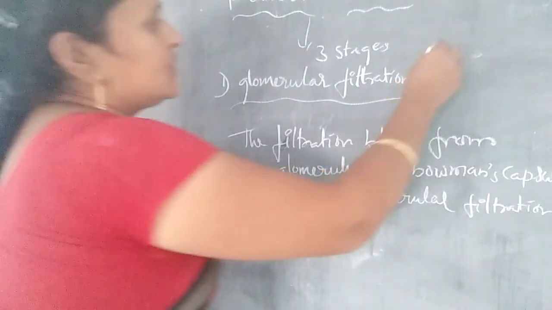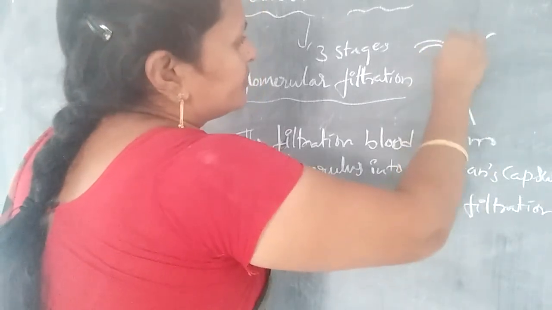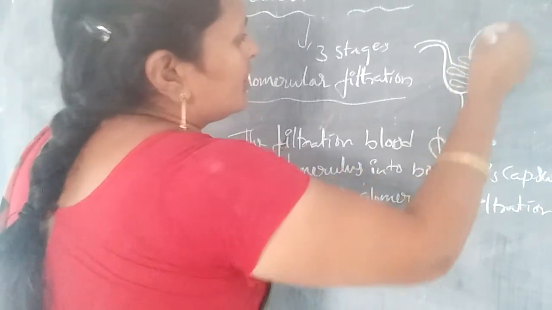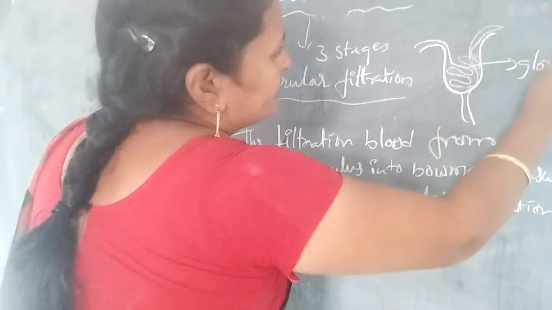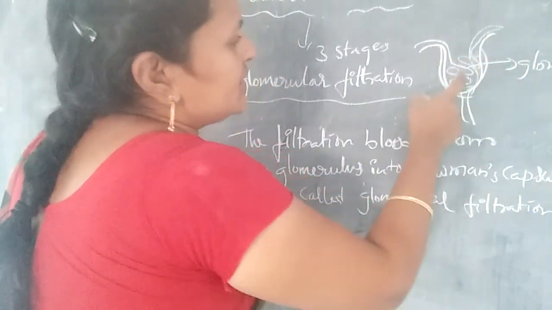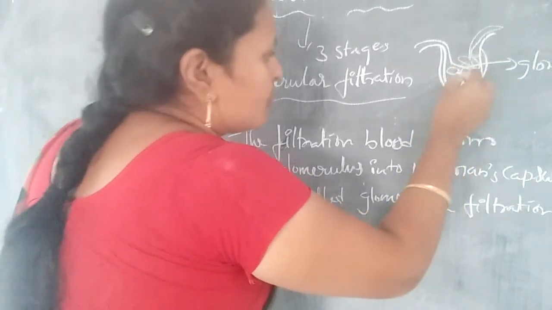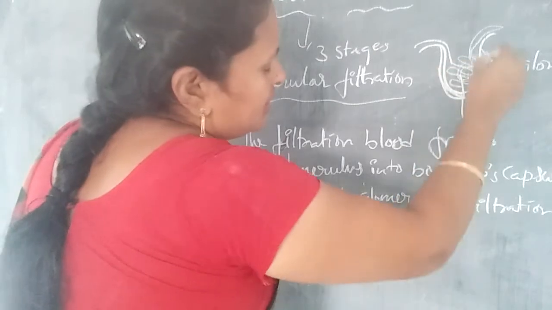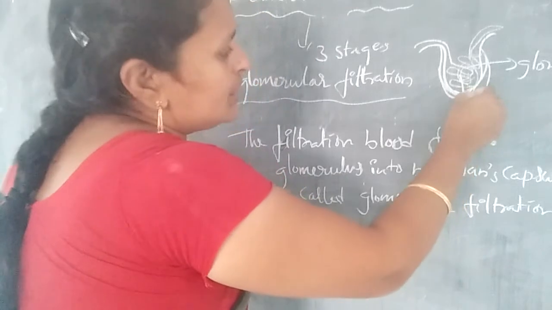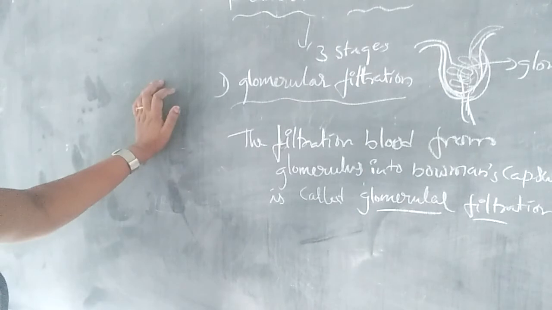So this is the Bowman's capsule, and inside the cup is called the glomerulus. This is the glomerulus. So the blood filtration from the glomerulus to Bowman's capsule is also called glomerular filtration.